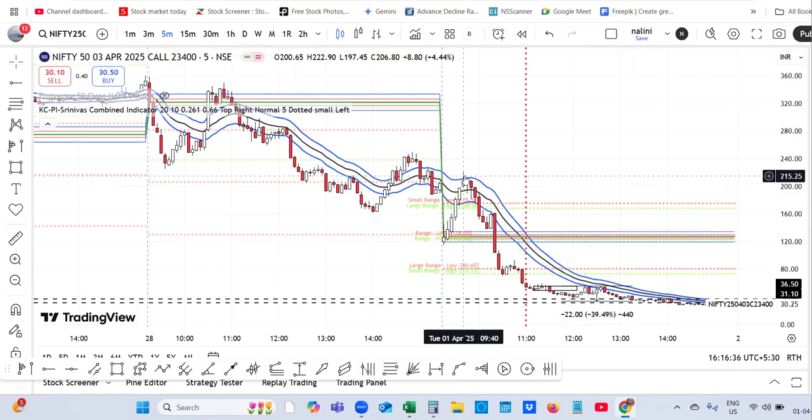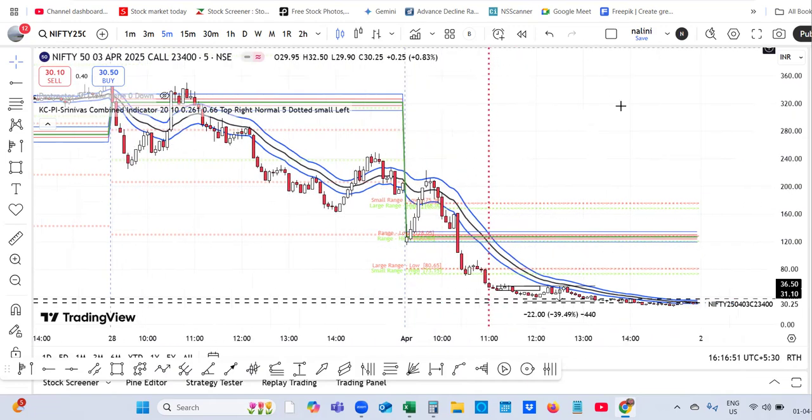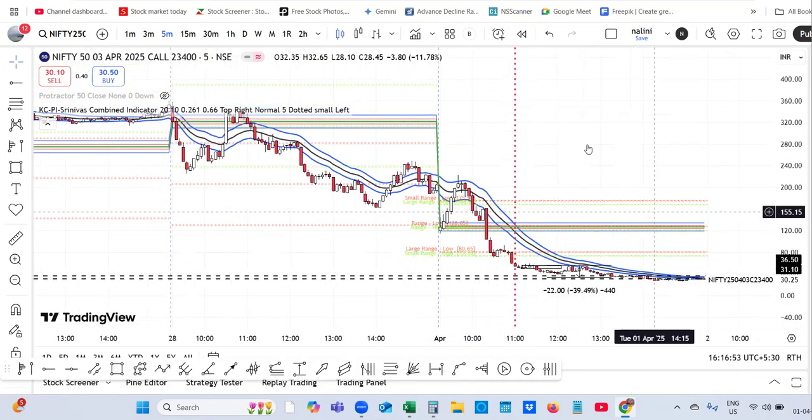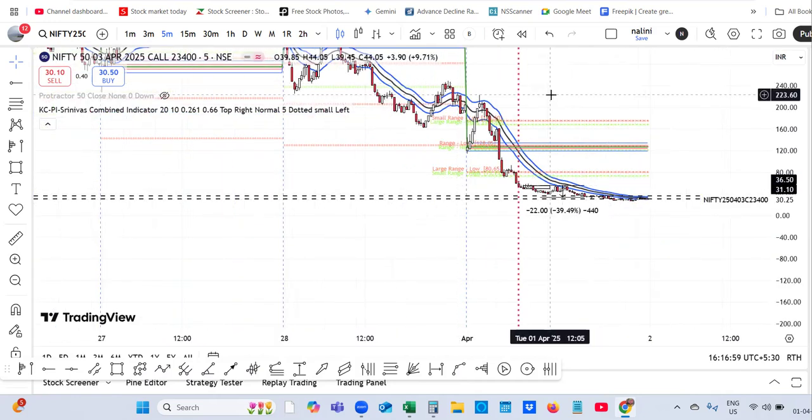It got resisted at the same place, same behavior. I don't know why people go against the trend. They don't see that this is the normal behavior. It started moving down. Finally, it has closed around 30 rupees. From 200 rupees, 210 rupees, they have sold it. The call writers have made money like anything by selling this call option at 210. So this is how the market behaved.